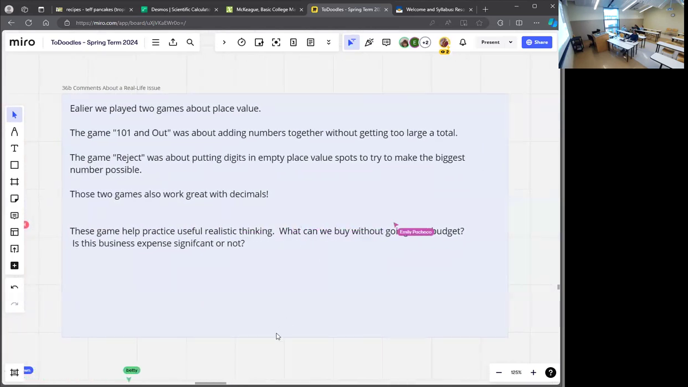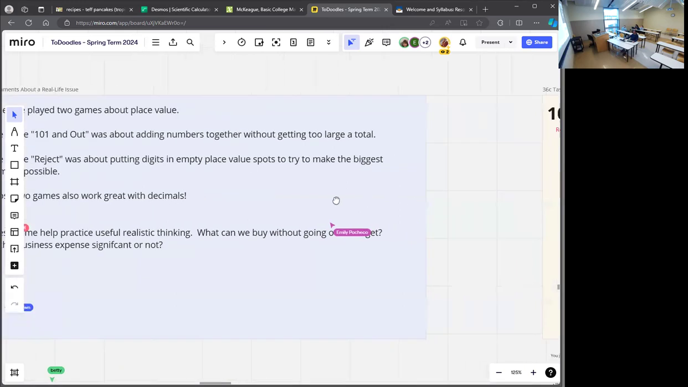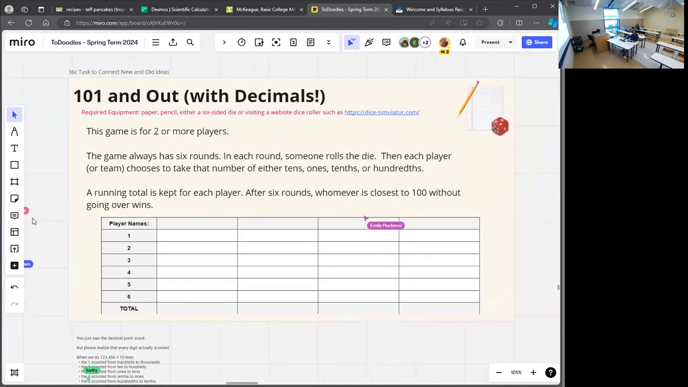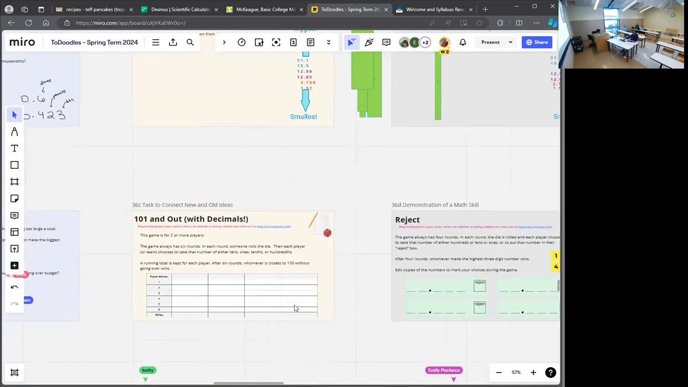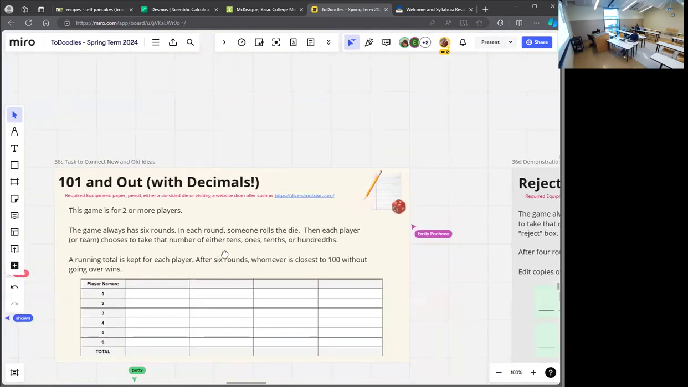Okay, we're going to go back to the games though, because that's fun. So we played 101 and out, and we played reject. We're going to play those again, but now with decimals. So for the 101, let's do them up here.